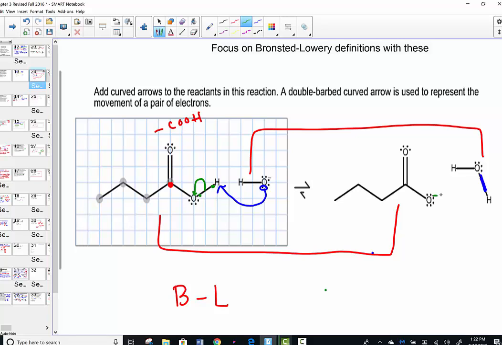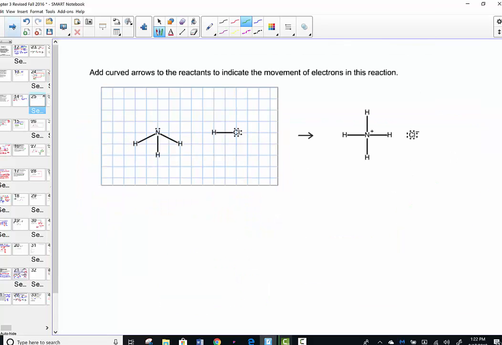2 sets of arrows for this particular Bronsted-Lowry reaction. An acid formed its conjugate base. The base formed its conjugate acid. We have pairs of products, so I know it's a Bronsted-Lowry acid-base reaction. We can try one more.